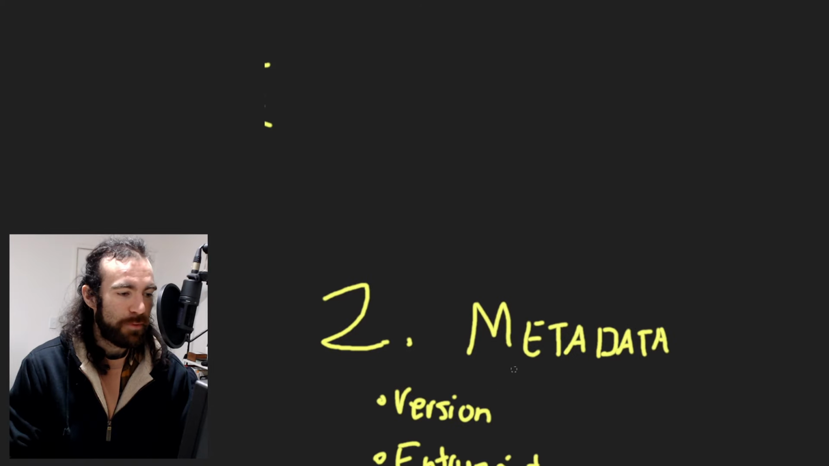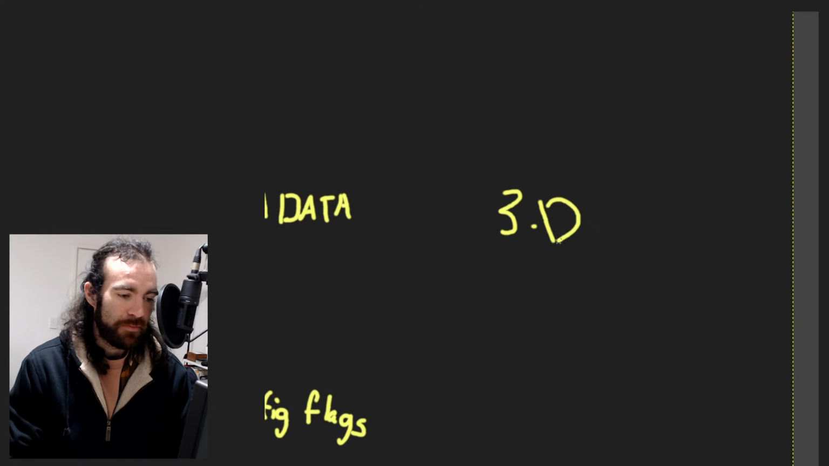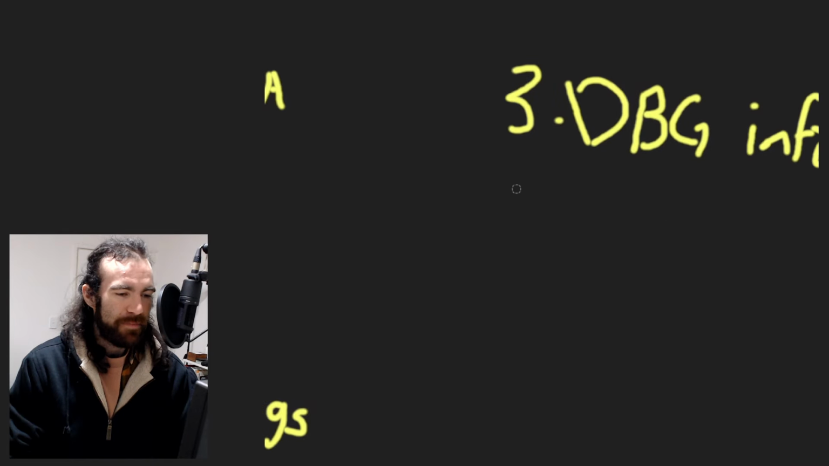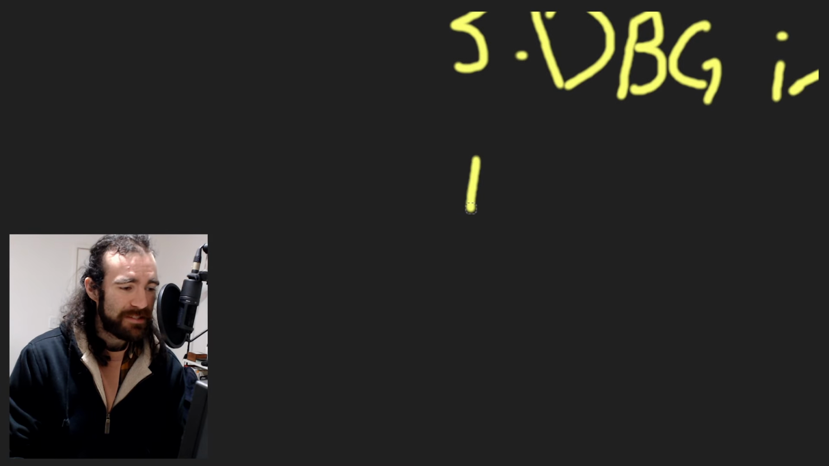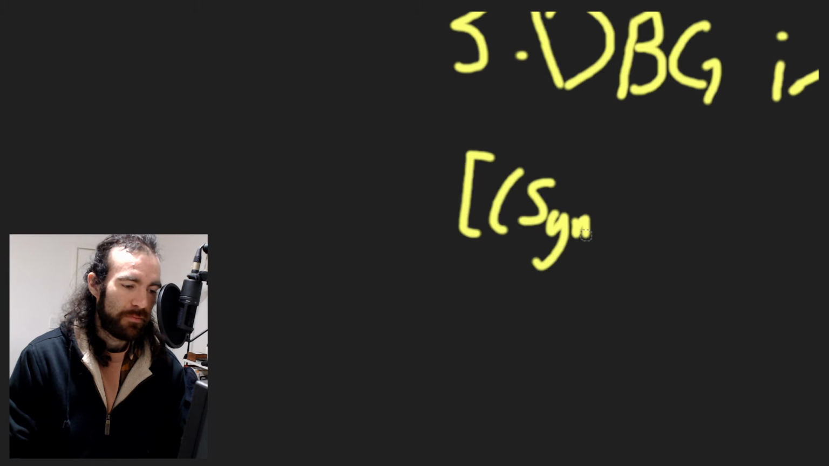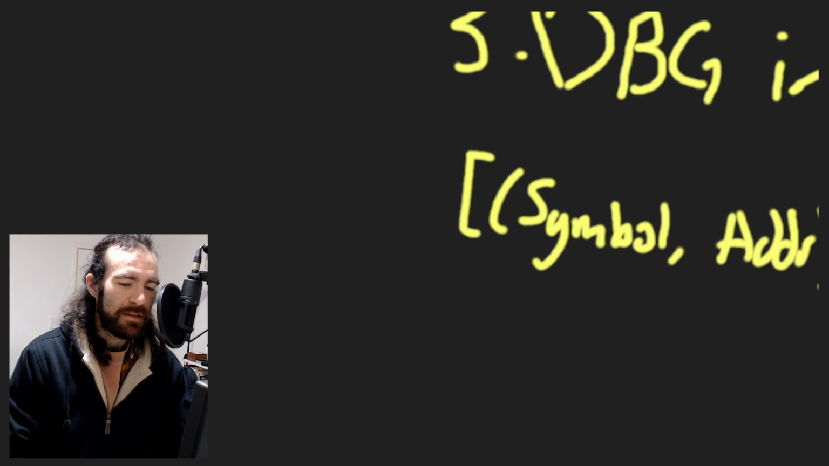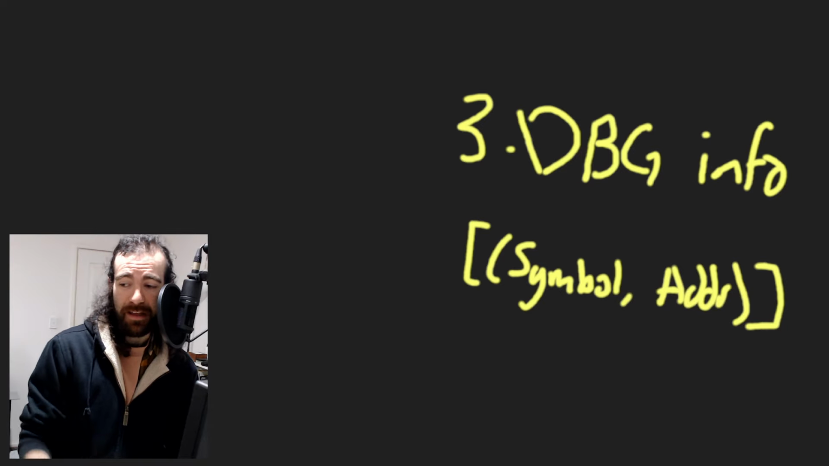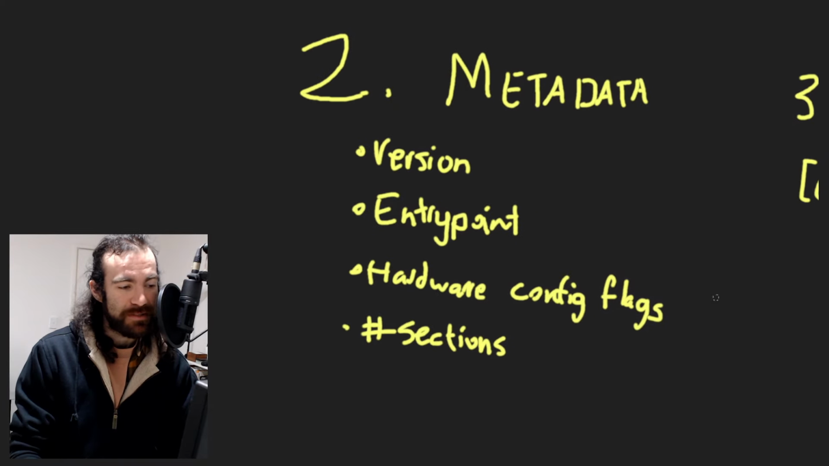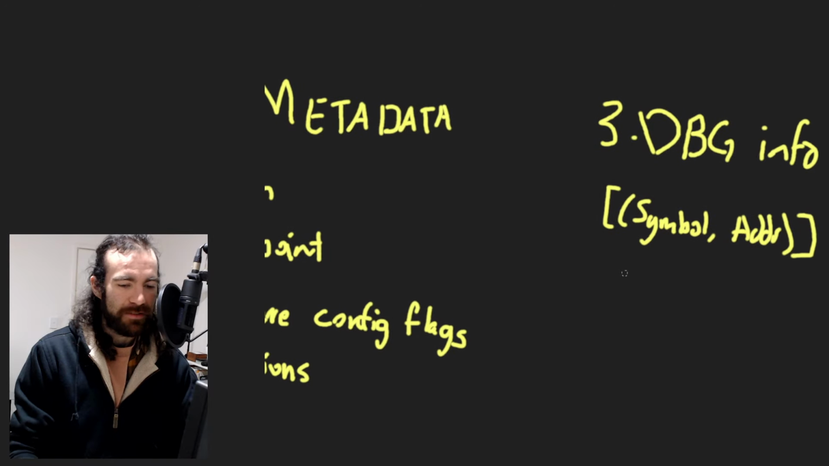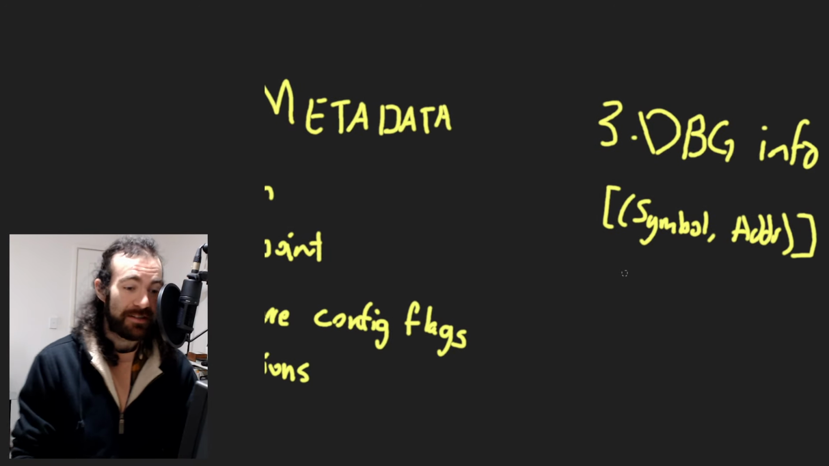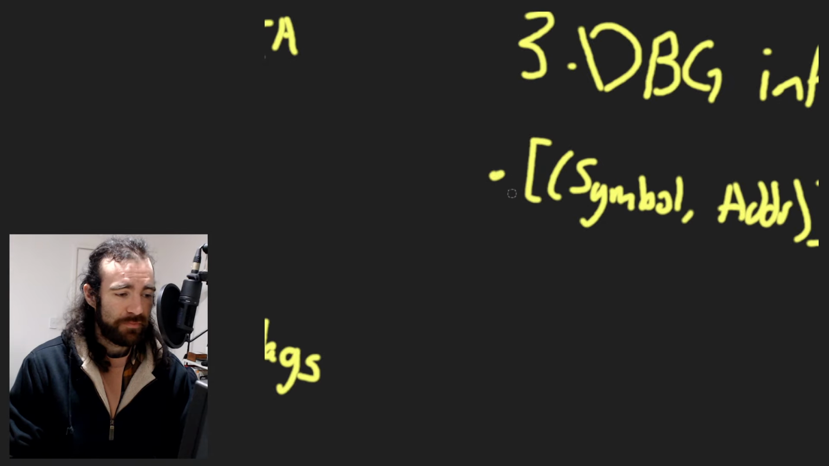Okay, and then we have one other thing, which is debug info. And right now, the only debug information we actually use is this. We have a list of symbols. So let's say a list of pairs: symbol, address. And this means we can annotate the compiled binary in our memory view with actual symbols, so you can see that this is where the main function starts. So that's really useful. So this is good.